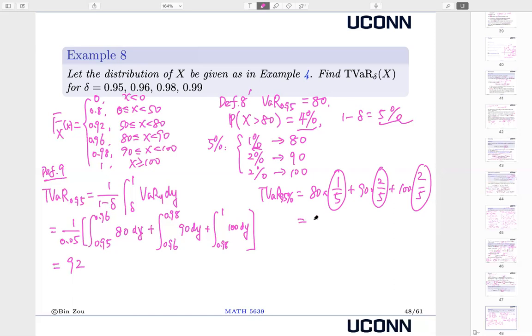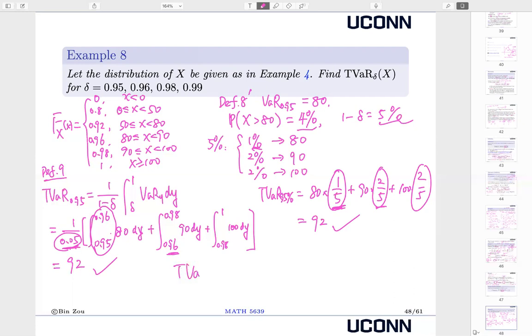This is also 92. Actually, this is exactly what you get, right? So what you have here is 1%. 1% over 5% is 1/5, right? Here you have 2% over 5% is 2/5. So they are actually identical. So now I have good news because those two definitions are going to give me the same number, right? You should try to compute the rest.